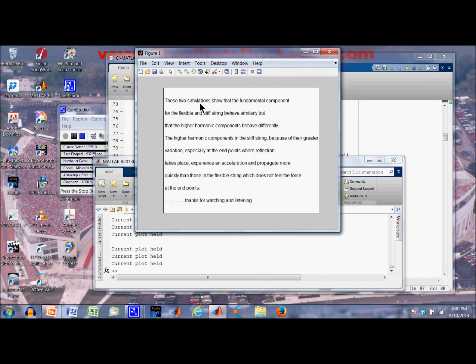So these simulations show that the fundamental component for the flexible and the stiff string behave the same, but the higher harmonics don't because of their greater activity, therefore generating greater force on the bridge and at the other end of the string, therefore causing acceleration such that the stiff string propagates much more quickly than the flexible.